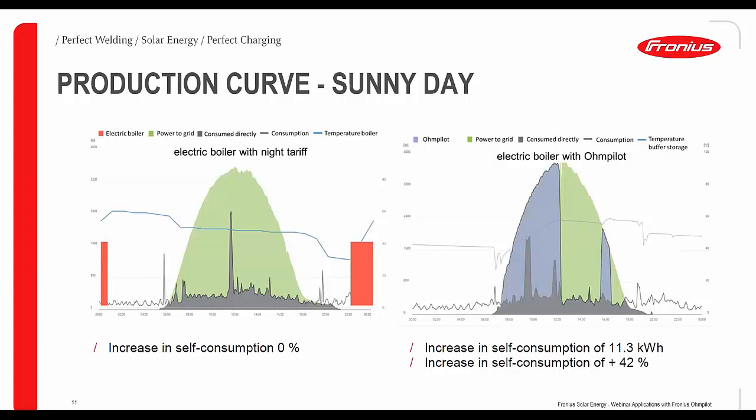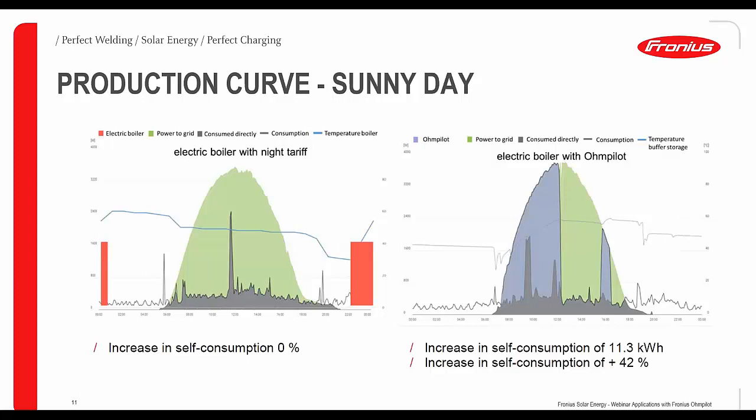On the right side we have an electric boiler with an Ohmpilot. All the area that is blue here is basically the energy that is sent to the Ohmpilot, only the surplus energy, for heating up the boiler. So we have a very increased self-consumption in this scenario. Over 11.3 kilowatt hours are used there for generating hot water, which is a lot actually. So we have a very high self-consumption of 42% or more even.